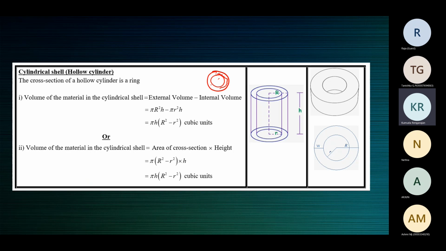If you have many pieces like this and you stack them one over the other, you will get a hollow cylinder. Imagine this is a metal plate like this. Like this, you have many identical pieces. So if you keep this one over the other, if you stack them, you will get a hollow cylinder like this.